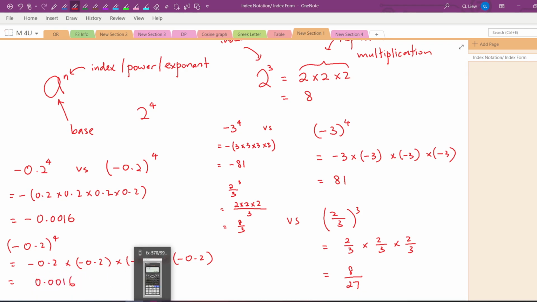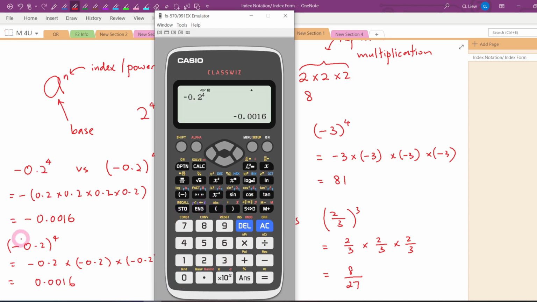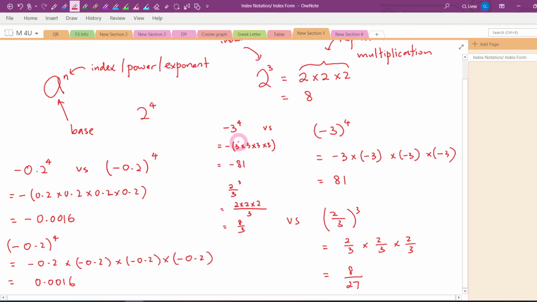0.0016. Now if you want to press your calculator, remember this one you have parentheses, so you need to key in parentheses first. Negative 0.2 to the power of 4. Okay, so the answer is 0.0016. So you need to be more careful when you have a number to the power of 3, 4, 5 and so on. When you have a negative, you need to be extra careful.